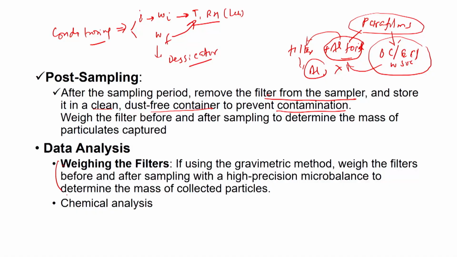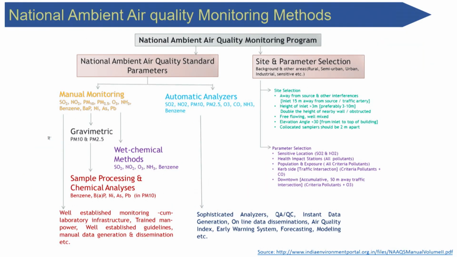And then once you have done this, you weigh the filter, and after weighing the filters you get the particulate matter mass, and then all sorts of chemical, physical and optical analysis you can do from this. So whatever analysis you want to do after the collection of the samples, you can do.